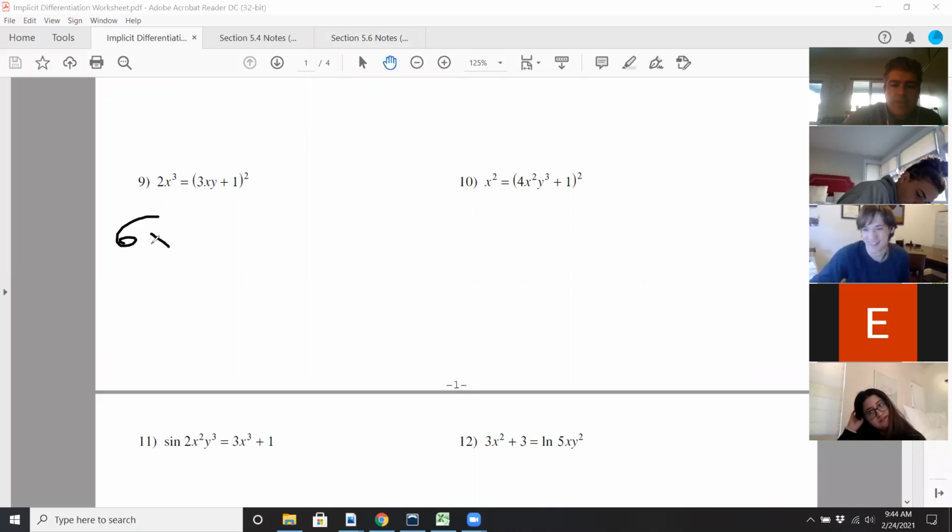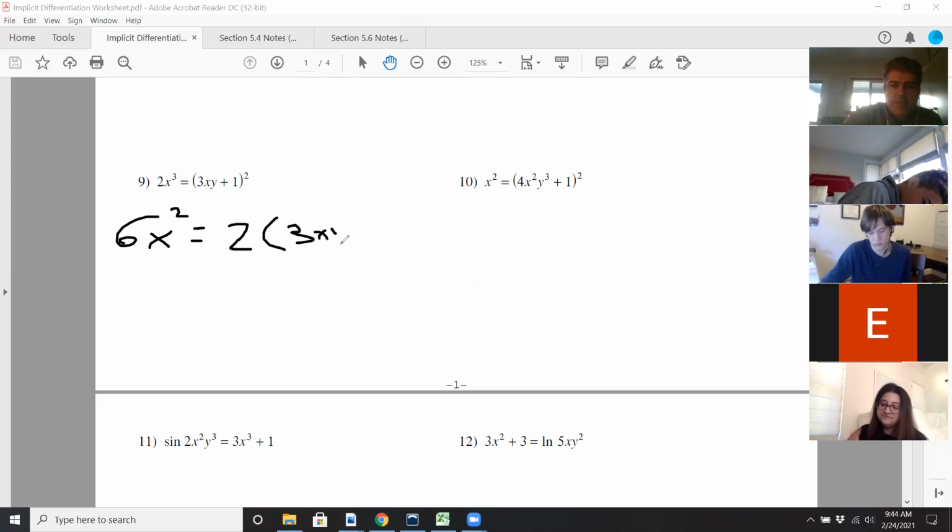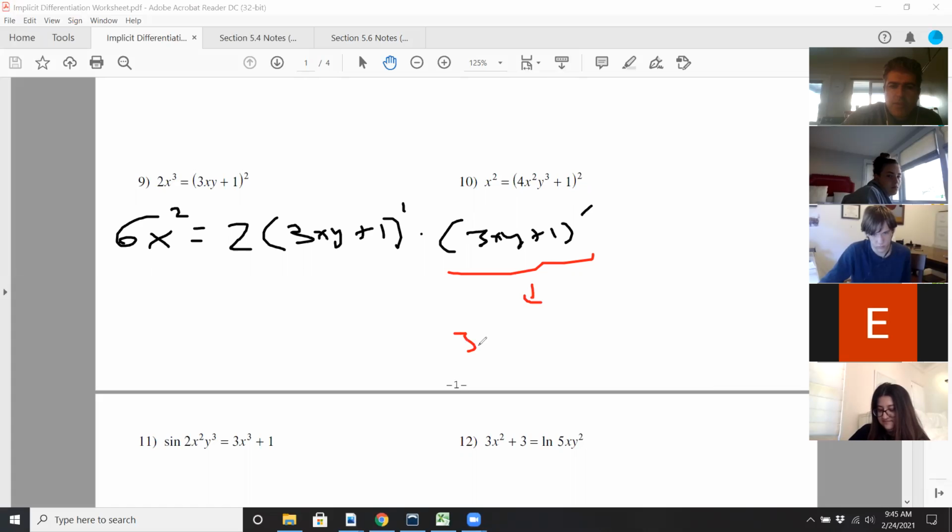Yeah, so the derivative of the left side is easy. That's just 6x squared. Then here you have to do a chain rule. So you move the 2 to the front and drop the exponent by 1. But then you have to do the derivative of that inside part. So a little accent mark there, right? Now let me do that in red. So that's going to be 3 times 1 times y plus 3x times 1 times y prime. And the derivative of 1, of course, is just 0.